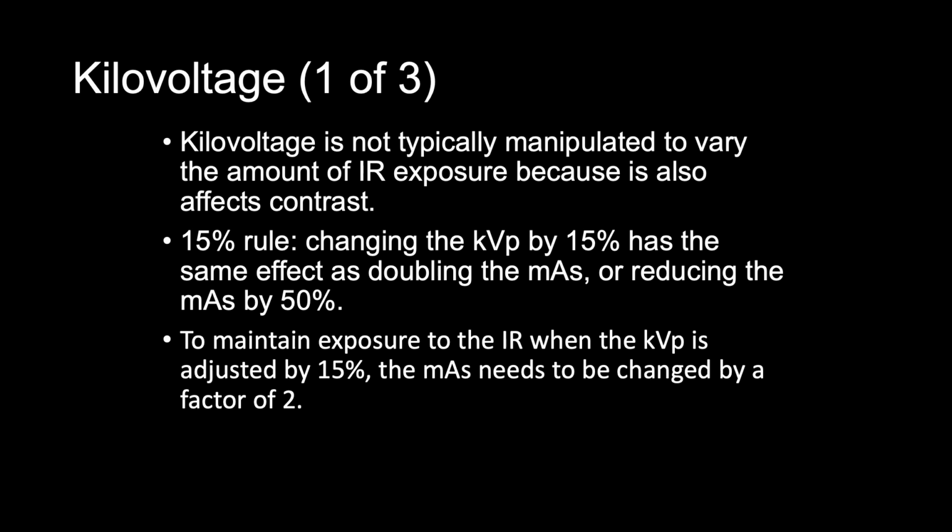The 15% rule is we are changing the kVp by 15%. It would be the same effect as doubling the mAs or reducing the mAs by 50%. To maintain exposure to the IR, when the kVp is adjusted by 15%, either up or down, the mAs needs to be changed by a factor of 2. So you're either going to decrease it by 2 or increase it by 2.